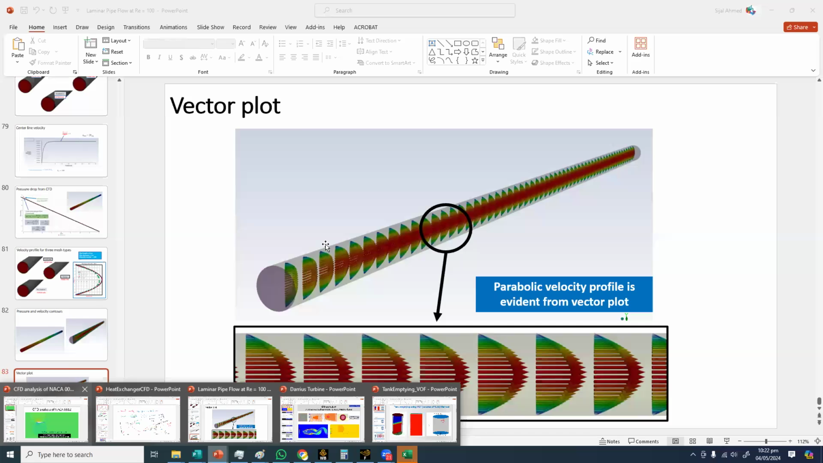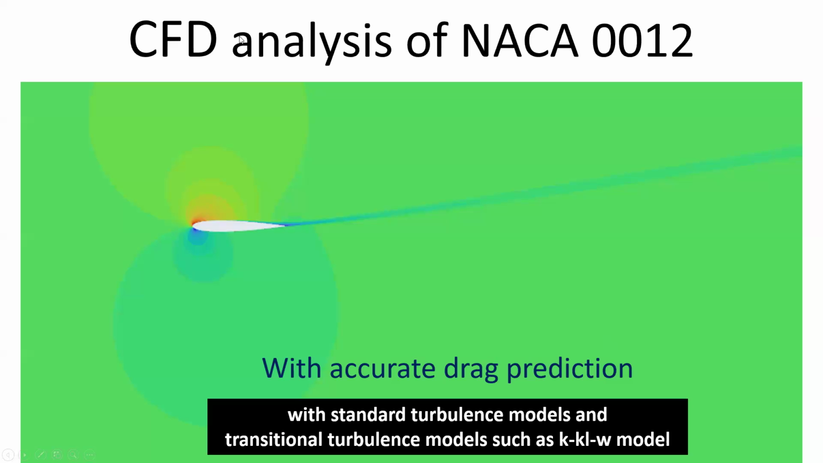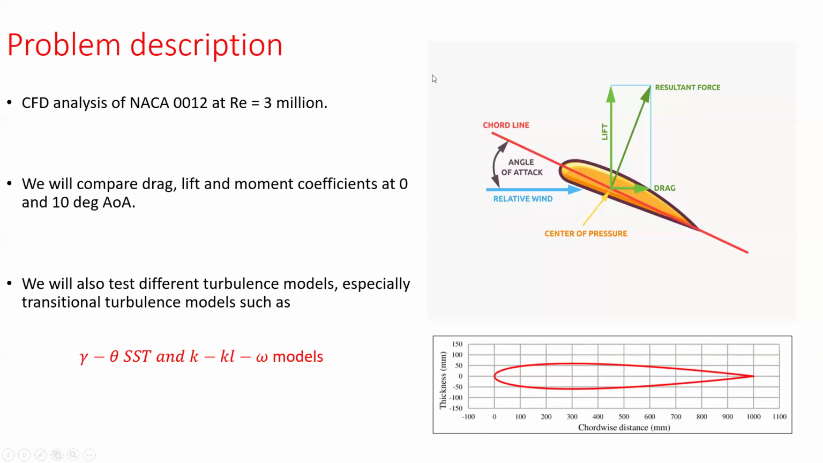Okay, so the second case that I will be going through in this course is about the drag prediction on the NACA 0012. So again, we start with the definition of the problem that we have to solve the CFD of the NACA 0012 at Reynolds number equal to 3 million. And we have to compare the lift, drag and moment coefficients at 0 angle of attack and 10 degrees angle of attack. And we will use different turbulence models, including the transition model. Transition model is a model that can model both turbulent and laminar flow.